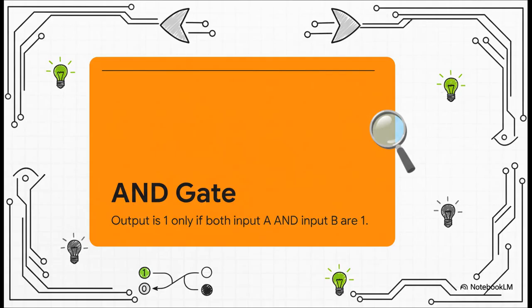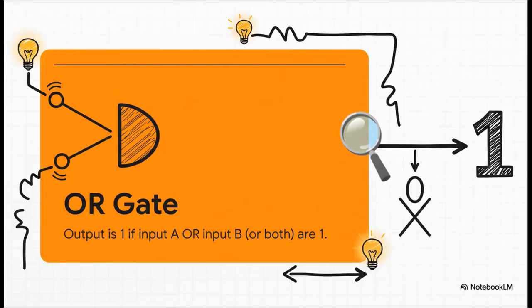All right, first up, we've got the AND gate. This one's the strict one. It will only give you a 1, an on signal, if the first input and the second input are both 1. If even one of them is a 0, nope, the output is 0. That's its only rule. Then you have the OR gate.